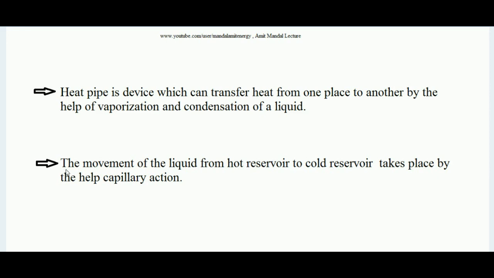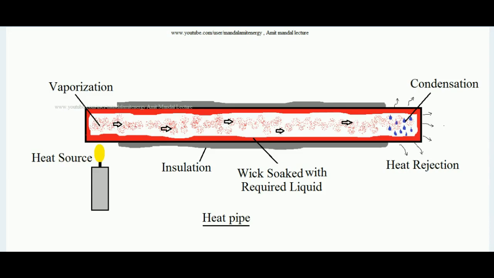The second thing is the movement of liquid. What is special about a heat pipe is that the movement of liquid does not take place with the help of any pump. The liquid moves from the hot reservoir to the cold reservoir by capillary action. How? I am going to tell you later in this lecture. So let's learn how a heat pipe works.